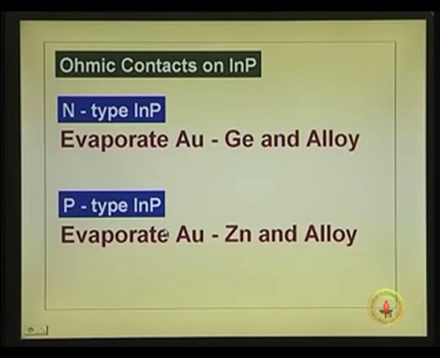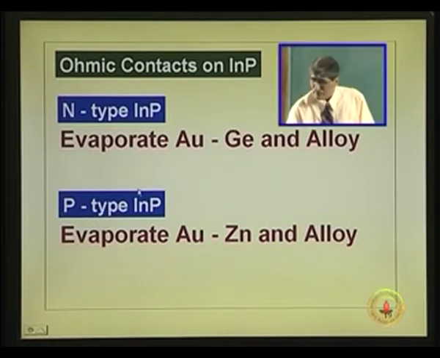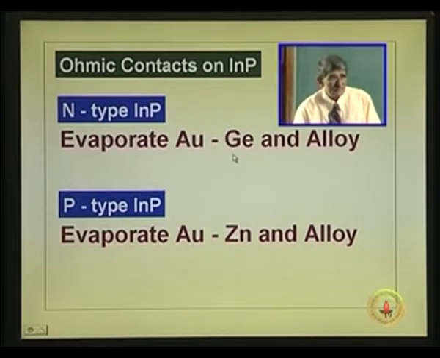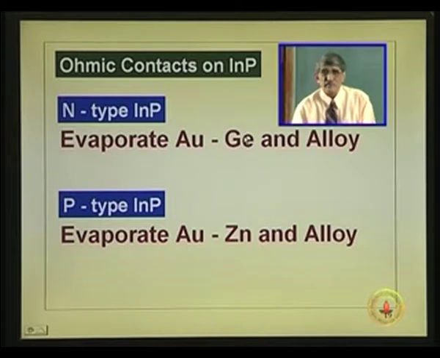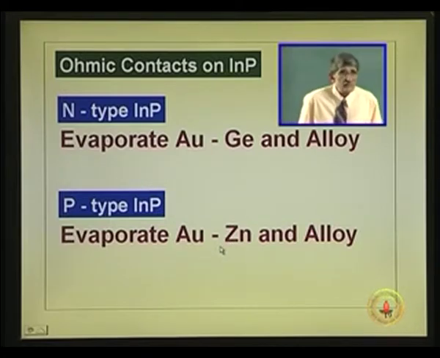What about indium phosphide? Indium phosphide, same trick. After all, gold germanium, instead of gallium moving up, indium will move up and germanium will go and occupy that position to make it N plus. Here, zinc will move down to occupy the indium side. So, you get good ohmic contact on N type and P type.